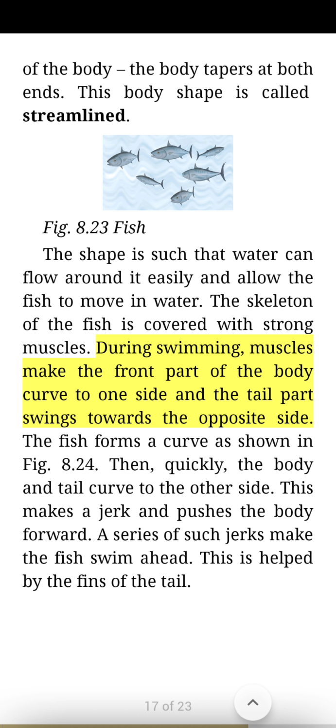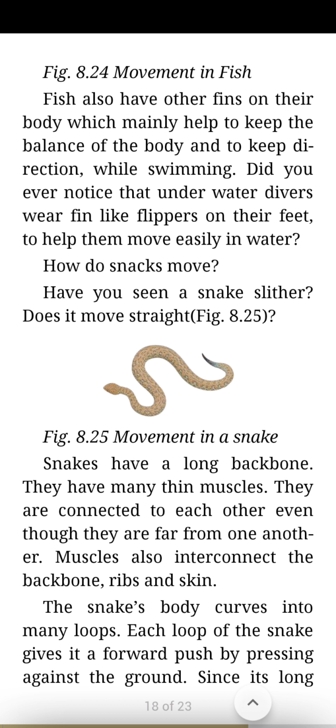During swimming, muscles make the front part of the body curve to one side and the tail part swings towards the opposite side. The fish forms a curve as shown in Fig. 8.24. Then, quickly, the body and tail curve to the other side. This makes a jerk and pushes the body forward. A series of such jerks make the fish swim ahead. This is helped by the fins of the tail. Fig. 8.24. Movement in fish.